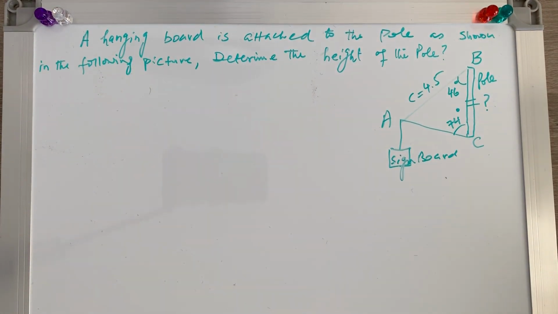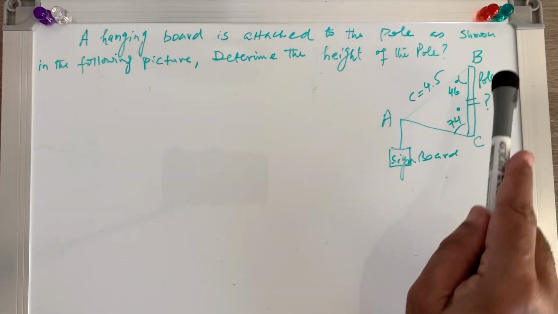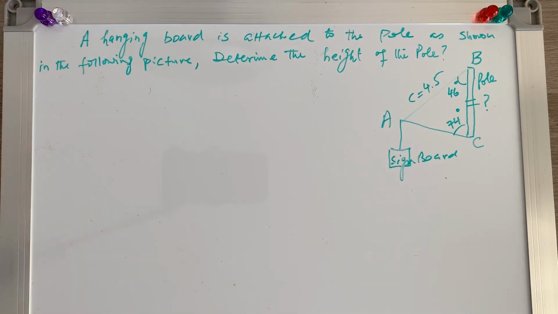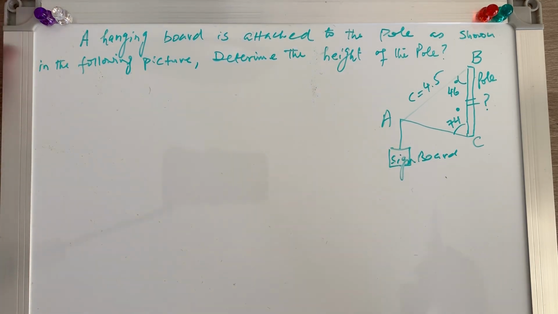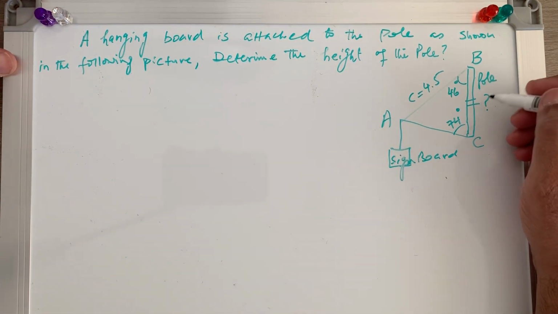So today we have a word problem. A hanging board is attached to the pole as shown in the diagram. Determine the height of the pole. So the diagram is here, ABC is marked and we have to determine the height of the pole.